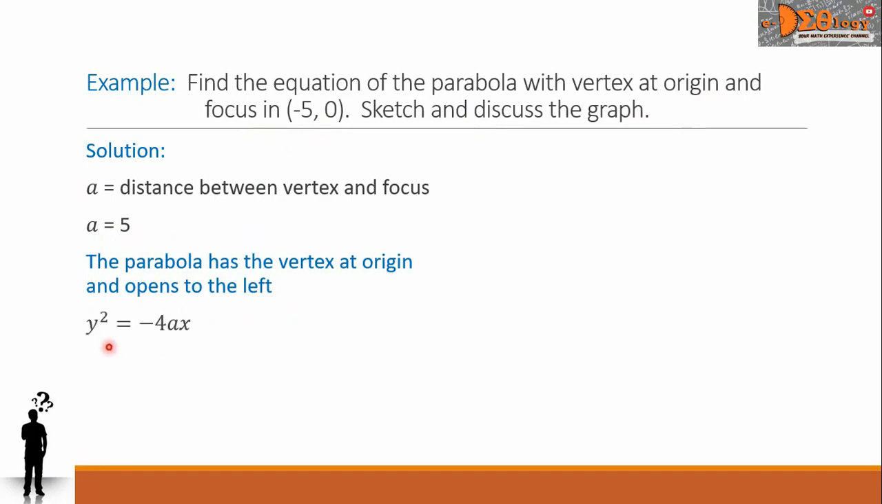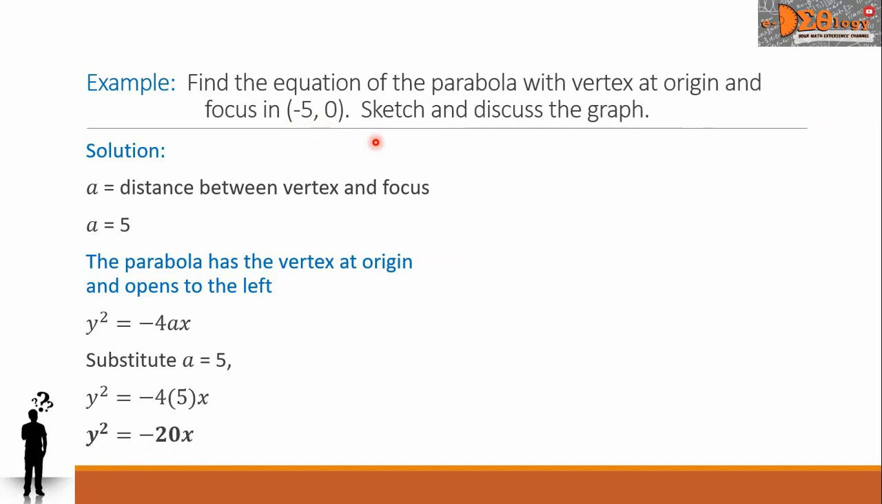Writing now the general equation of the parabola, this is y squared equals negative 4ax. Let us substitute the value of a as 5 in the equation. So we have y squared equals negative 4 times 5 times x. We multiply negative 4 by 5, and we have y squared equals negative 20x. This is now our answer. This is the equation of the parabola with vertex at the origin and focus at (-5, 0).